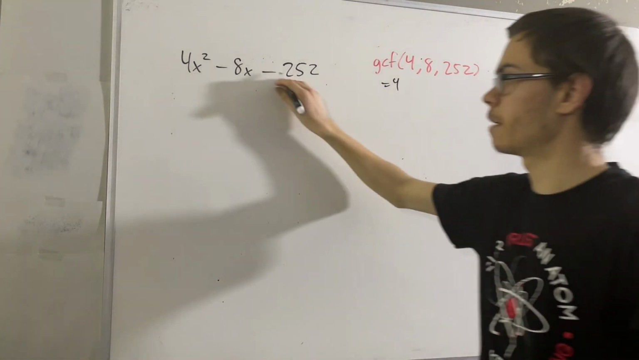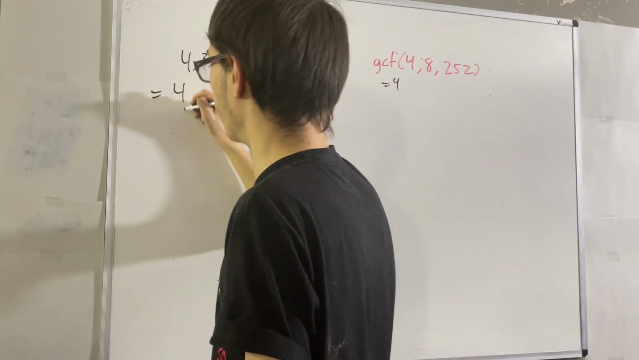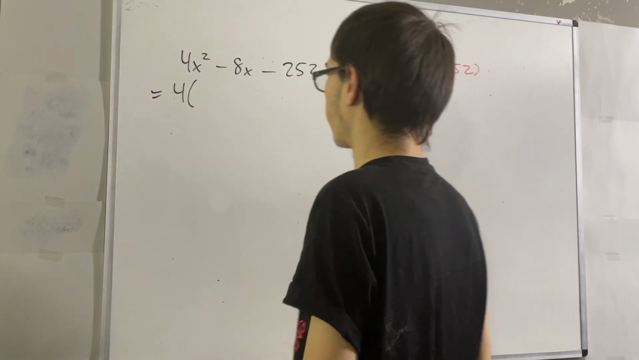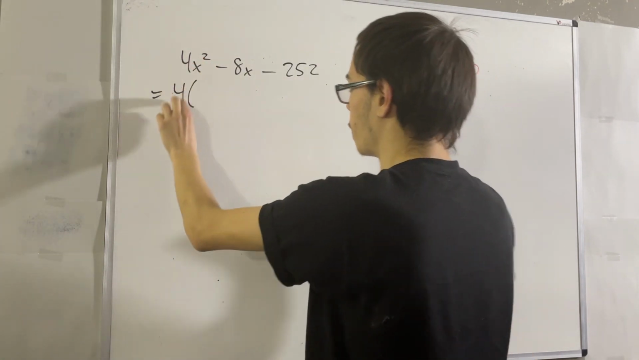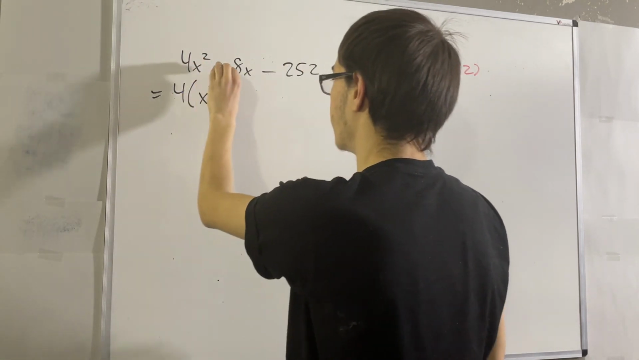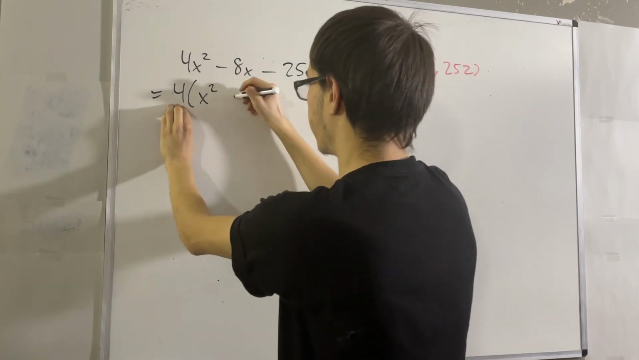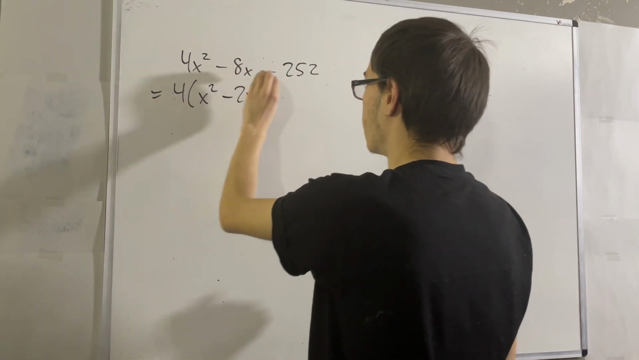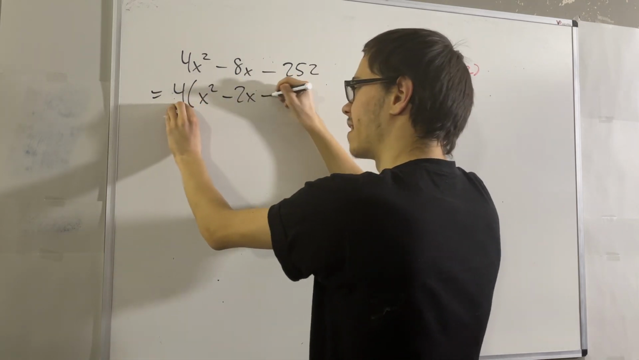So we will factor out a 4 from this trinomial. 4x squared over 4 is x squared. Minus 8x divided by 4 is minus 2x. Minus 252 divided by 4 is minus what?